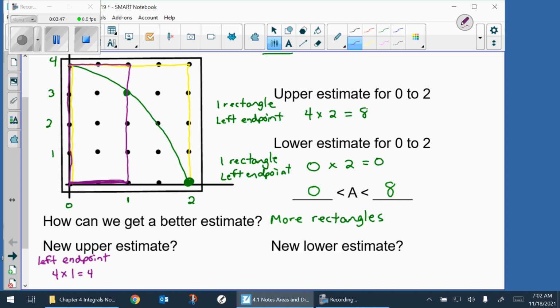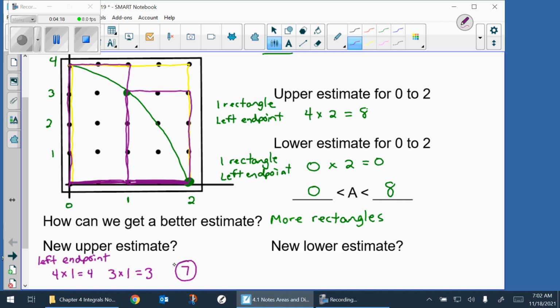My next rectangle goes from 1 to 2, and I'm going to use the left endpoint because the left endpoint is higher. I'll go up until I hit the curve, then I'll go across. My rectangle is 3 units high by 1 unit wide, and we're going to get an area of 3. So a total of 7. So our upper estimate is going to be 7, not 8.